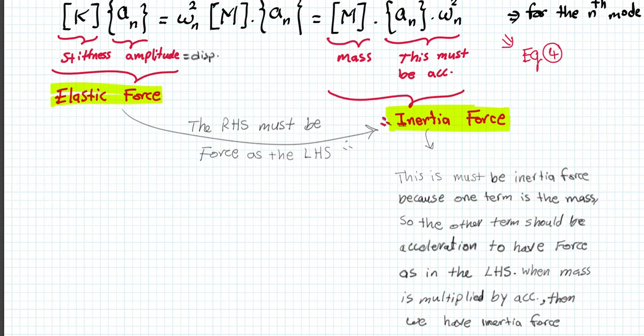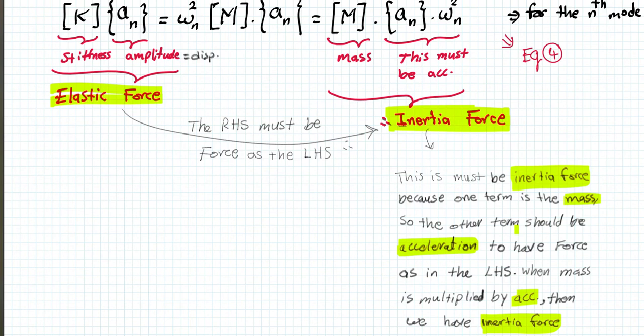Okay, so let's highlight something here. As I said, this inertia term, or the inertia force, must be inertia force, as we said. This is inertia force because one term is the mass. That's very true. So the other term should be acceleration. That's right. In order to have force as in the left hand side, when mass is multiplied by acceleration, then we have inertia force. Okay, this is all we should understand when we are dealing with this equation.